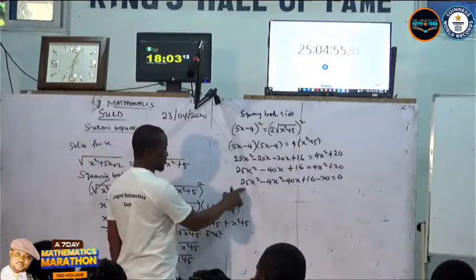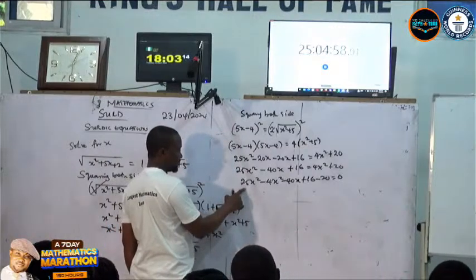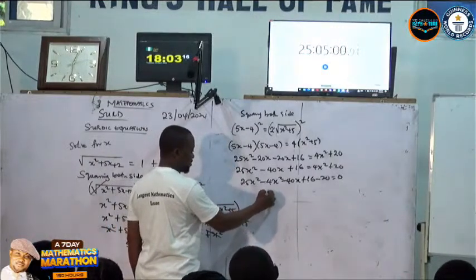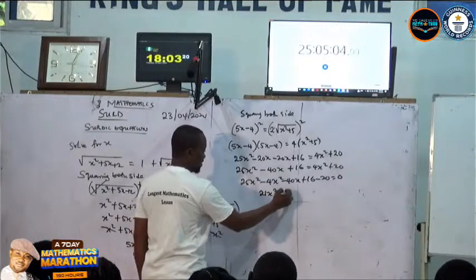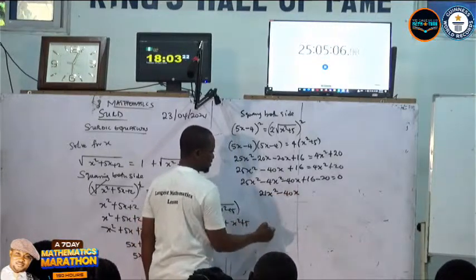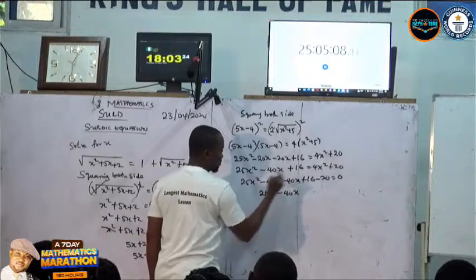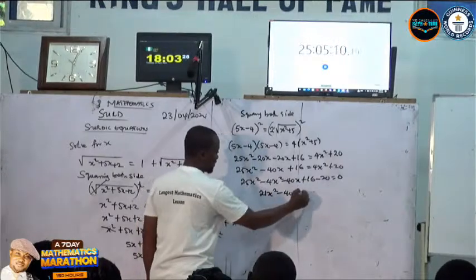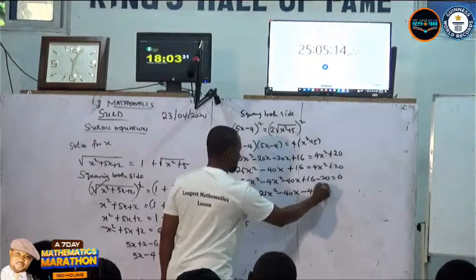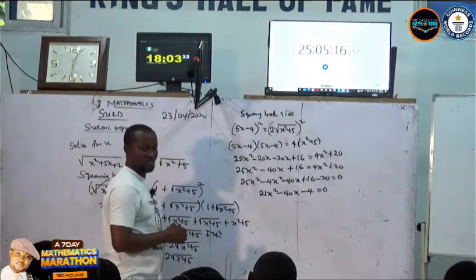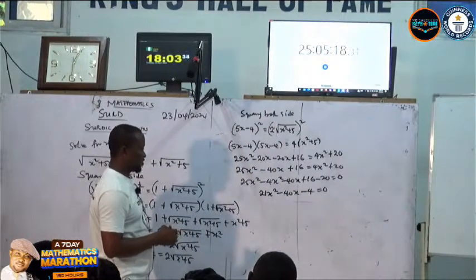So you see that 25 minus 4 will give us 21x squared. Are you following me? Minus 40x. Then 16 minus 20 will give us what? Minus 4. And you see that if you arrange like that, it has become the quadratic equation. Now let's see whether we are going to have factors.